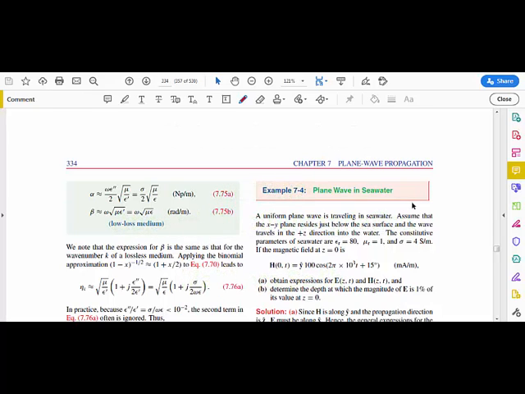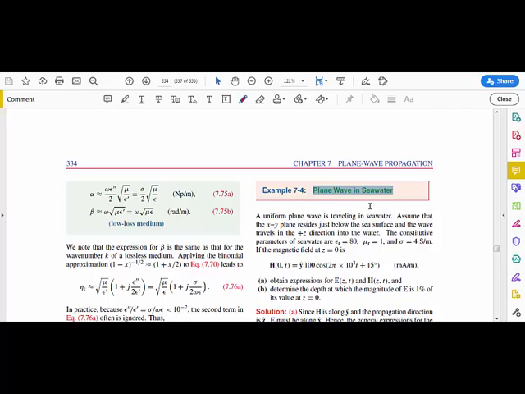In this part we will try to demonstrate an example of electromagnetic plane wave propagation in a lossy media. This example is 7.4, plane wave in seawater. Of course, this is from the textbook Fundamentals of Applied Electromagnetics.